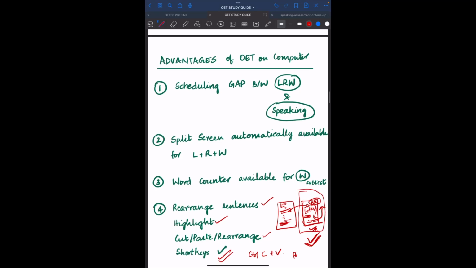Versus writing it on paper, your handwriting should be great. You should be able to write fast under pressure. If you make a mistake, you can erase it or strike it out, but then it looks ugly. At the end of this, on the computer, it looks presentable and neat. So I think OET on computer, especially for the writing, works great.